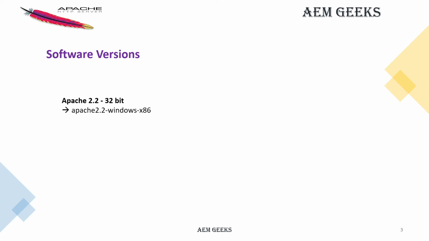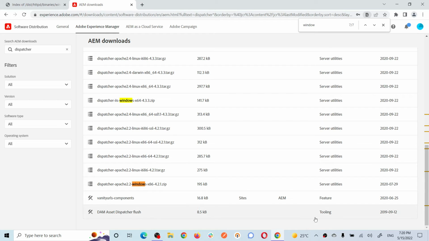So I will be using the old versions of dispatcher module which was meant for Apache 2.2 and 32-bit web server. I'll be using dispatcher 4.2.1, which I will be installing on Apache 32-bit server. As I said, you won't find dispatcher for Apache 2.4.